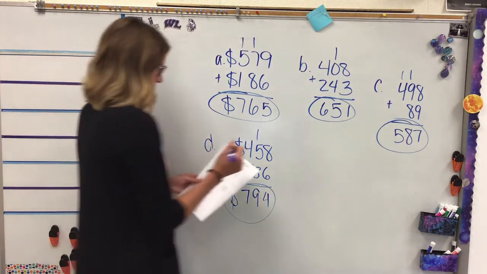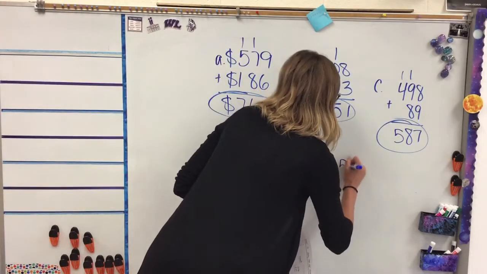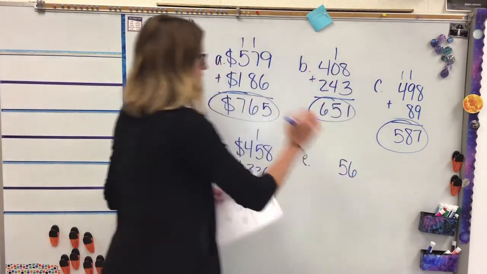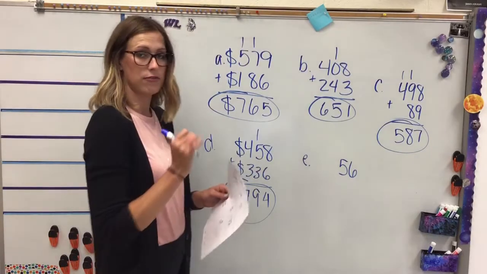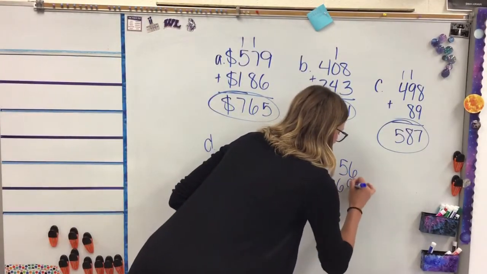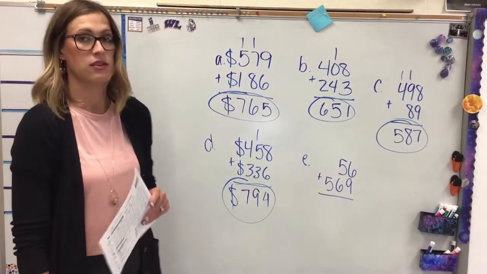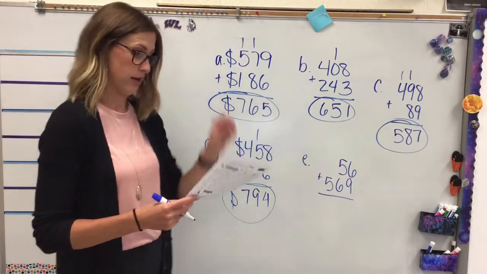And then lastly, E says 56 plus 569. 56 has a tens digit and a ones digit. We got to stack up the 569 to match that. Notice how I stack those up, ones on top of ones, tens on top of tens, so that those numbers match up for our problem.